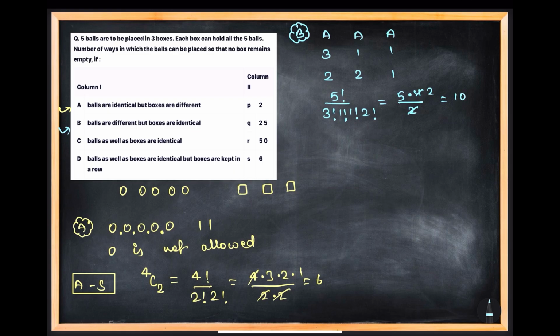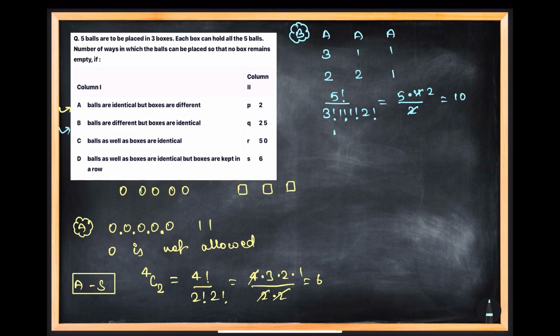And here I cannot permute because the boxes are the same. You cannot say which box is having 3, all are the same, so you cannot permute. If the boxes are also different, then you have to permute. Okay, ball is different, box is also different, then you can permute.